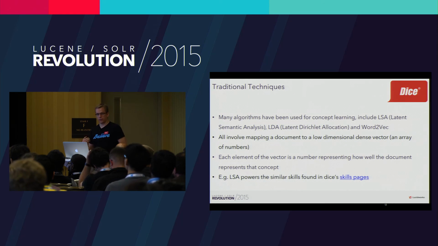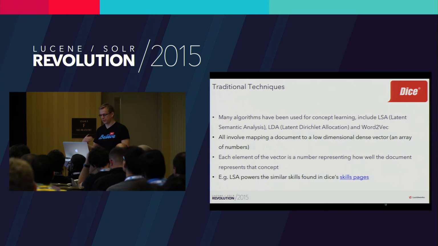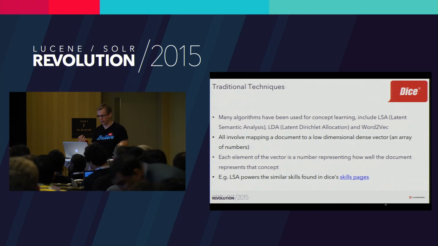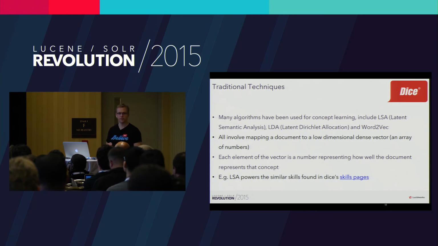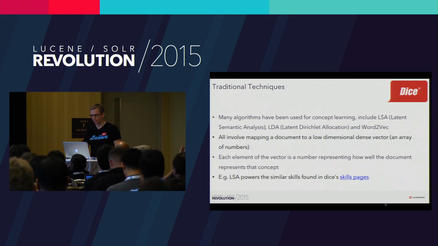So how have people tried to solve this in the past? What are some of the techniques that are used out in the literature? A lot of you have probably heard of the term LSA or LSI, latent semantic indexing. It's in the title of this talk. That is one of the most popular techniques for doing this.